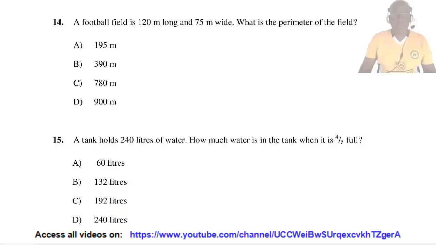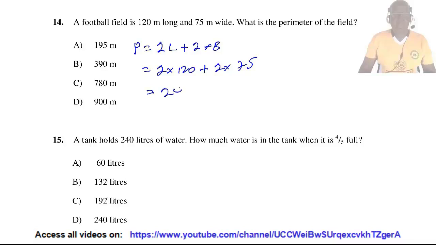Question 14. The football field is 120 meters long and 75 meters wide. What is the perimeter of the field? The perimeter P equals 2 times the length plus 2 times the breadth, which equals 2 times 120 plus 2 times 75. 2 times 120 equals 240, and 2 times 75 equals 150. So the answer is 390, which equals B.